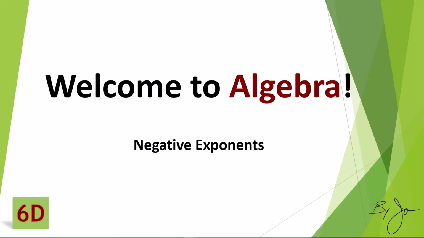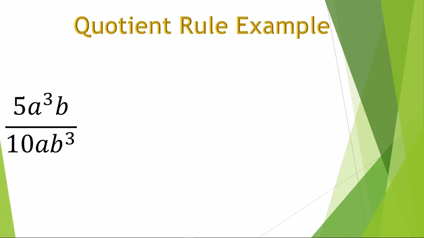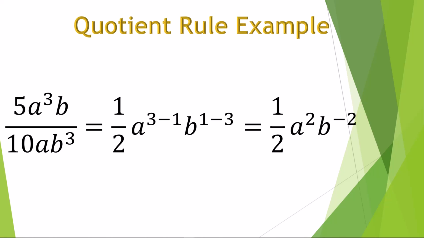Welcome to Algebra, Negative Exponents. In a previous lesson on the quotient rule, we examined this expression showing how subtracting exponents is the rule for dividing powers. The result of subtracting 1 minus 3 for the b power shown here was negative 2, which is possible. Powers can have negative exponents.